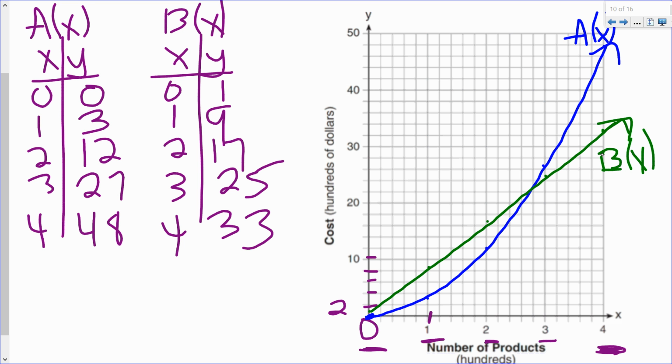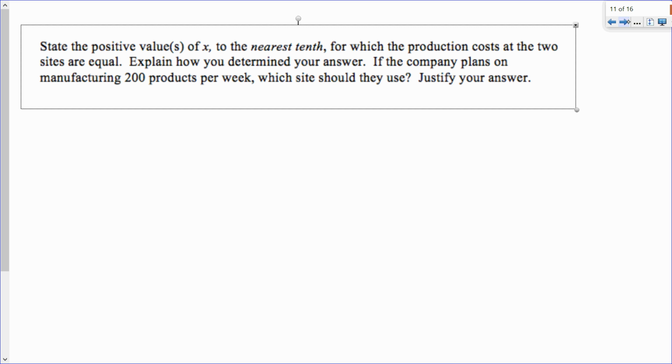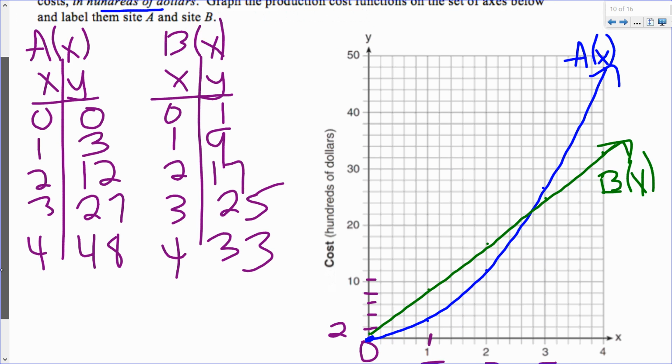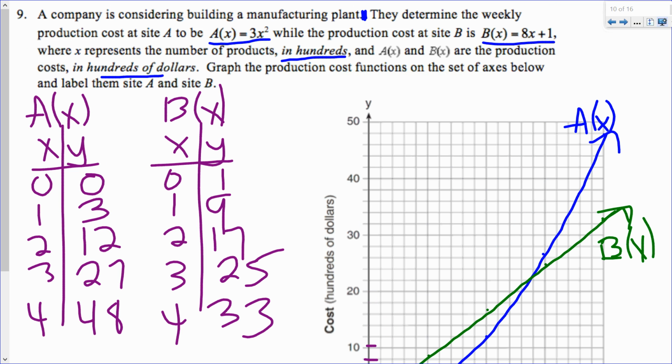All right, so we graphed it. We got a lot of points so far, and now we're probably going to have a follow-up question. State the positive value of x to the nearest tenth for which the production costs at the two sites are equal. If I want to know where they're equal, I'm looking for the intersection point. Can I see the intersection point to the nearest tenth on here? I mean, I see the intersection point.